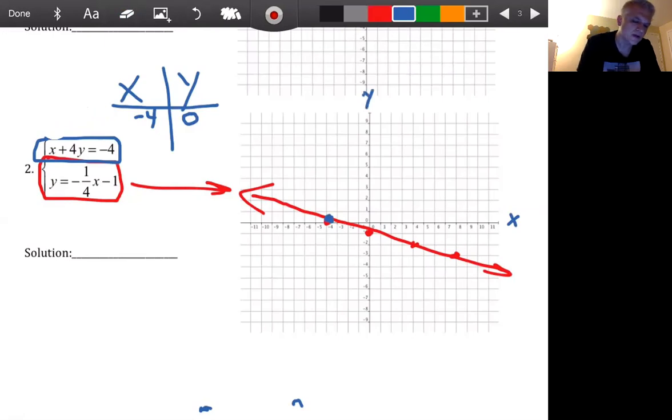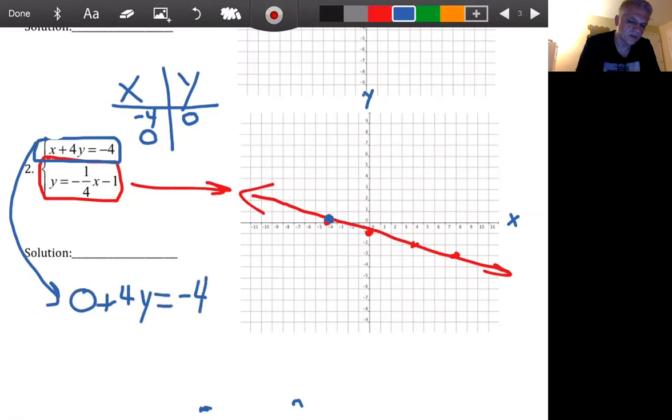Let's find the y-intercept. Substitute 0 for x, see what happens. If I substitute 0 for x, what happens? We get this. Let me put my work down here. 0 plus 4y equals negative 4. Okay, so the 0 plus, I don't care about that. That's just 4y equals negative 4. I divide by 4. I get y equals negative 4 divided by 4 is negative 1.